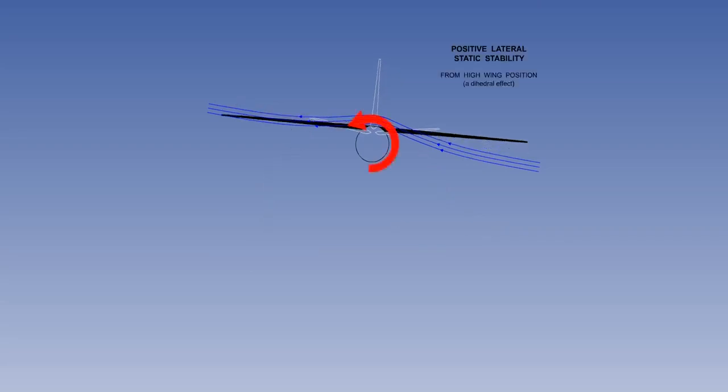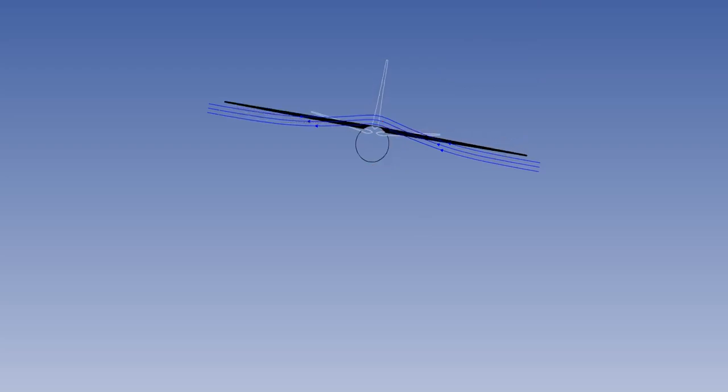which generates a rolling moment back towards wings level. An aircraft with a high-mounted wing has positive lateral static stability merely because of the wing position on the fuselage. Because a high-mounted wing gives the same positive contribution to lateral stability as does dihedral, a high-mounted wing is known as a dihedral effect. A designer may decide on a high wing configuration because a low fuselage position with the aircraft on the ground is desirable for ease of loading.